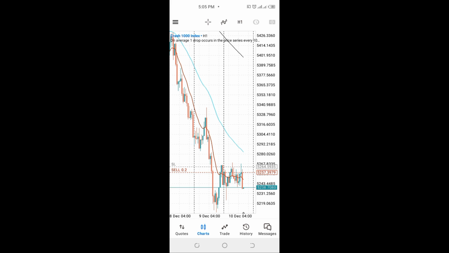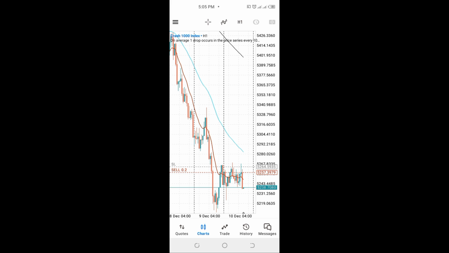And remember, I taught you guys something called the resets. The reset is the point whereby the market tends to adjust to make sure that it aligns with all other time frames. So looking at the Crash 1000, this particular trade I took, as you can see, is a very simple thing. Don't complicate your trading.